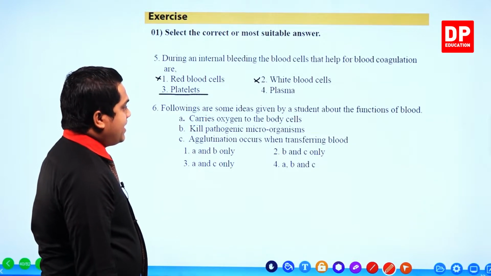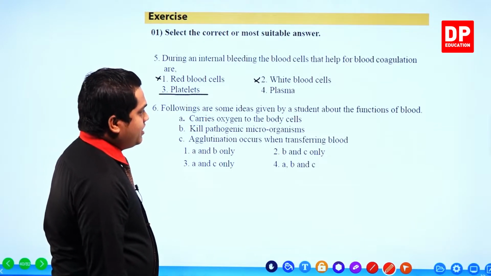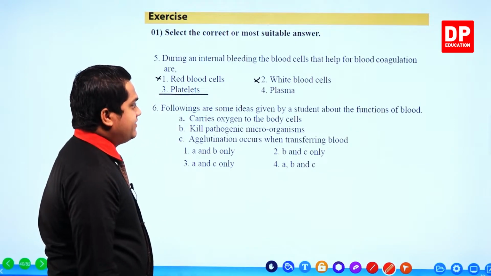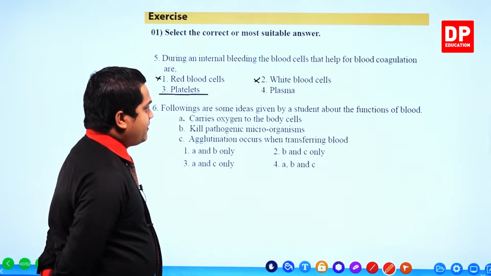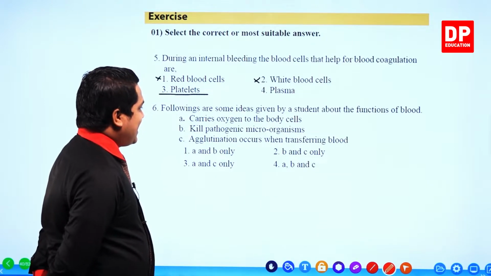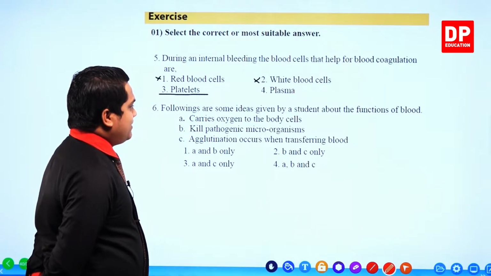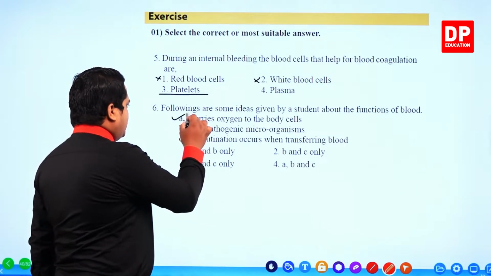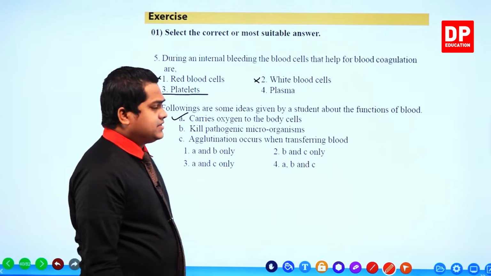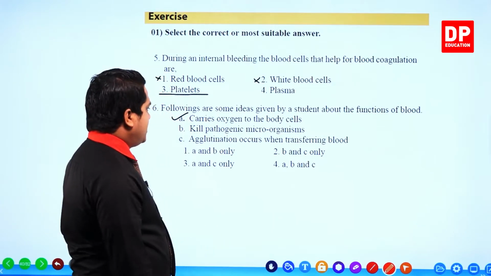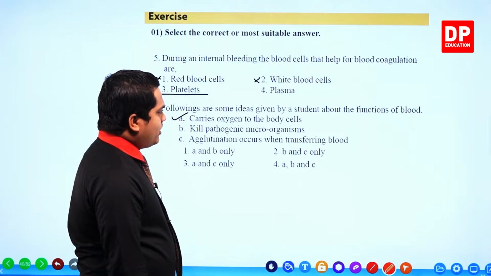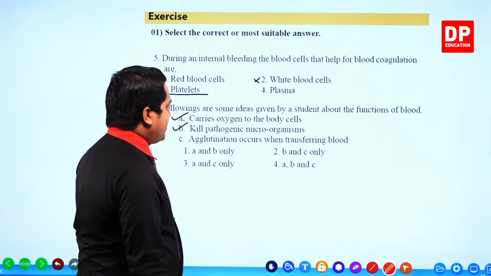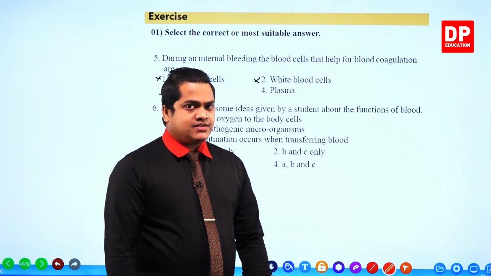Then following are some ideas given by a student about the functions of blood. Okay, ideas given by a student about the functions of blood. Carries oxygen to the body cells. Correct. Red blood cells carry oxygen to the body cells. It is correct, right? Kill pathogenic microorganisms. Correct. Pathogenic microorganisms are killed by white blood cells. Correct.